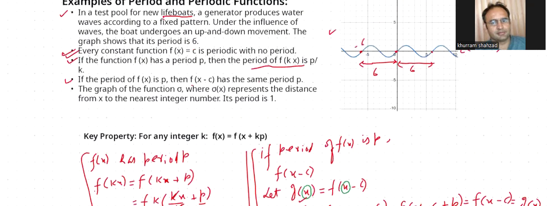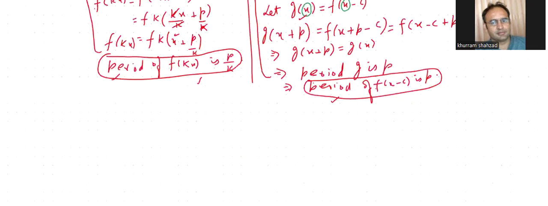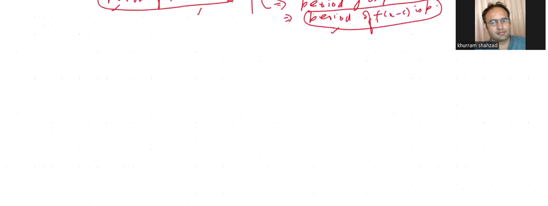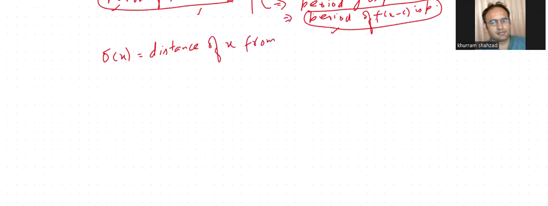Okay, next, a little tougher example: the graph of the function sigma, where sigma of x represents the distance from x to the nearest integer. So its period is 1. Now, what is sigma of x? Sigma of x is actually the distance of x from the nearest integer.